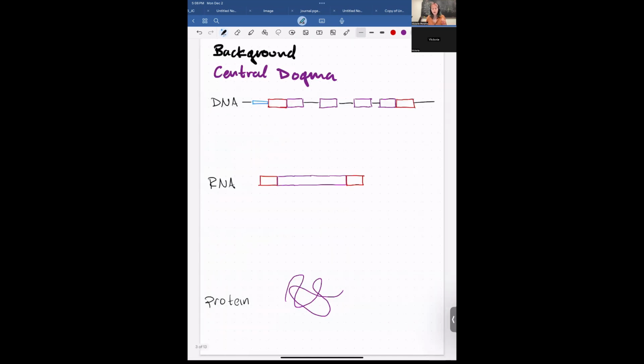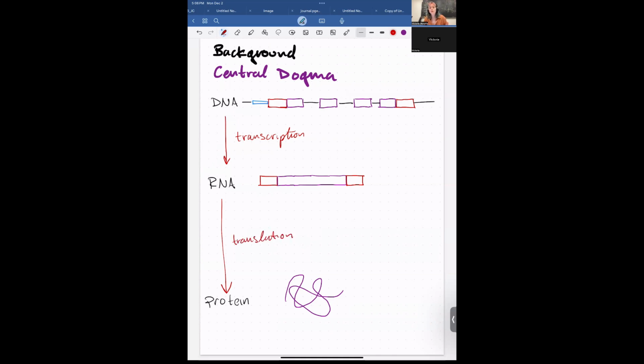So to start off, the central dogma, as I'm sure you're all familiar, is that DNA encodes RNA, which encodes for protein. And the process by which DNA is converted into RNA is called transcription. And the process by which RNA is converted into protein is called translation.